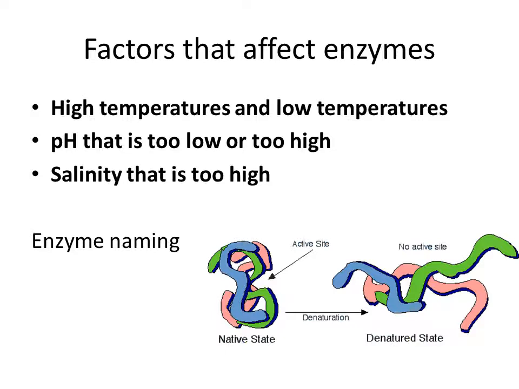Those would be amylase. So the example I showed you earlier was alpha amylase working on starch to break it down into dextrin. There are a couple of other exceptions to the rule, like trypsin and pepsin. But when you see the ending ase, you know that that is an enzyme.